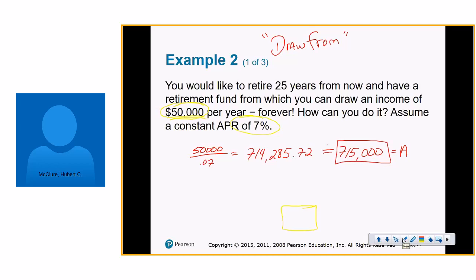You'd like to retire 25 years from now and have a retirement fund from which you can draw an income of 50,000 per year, forever. Okay?